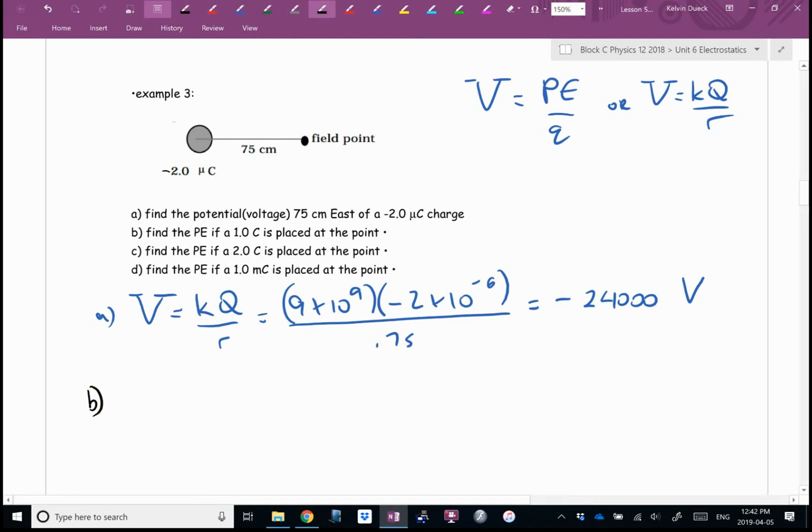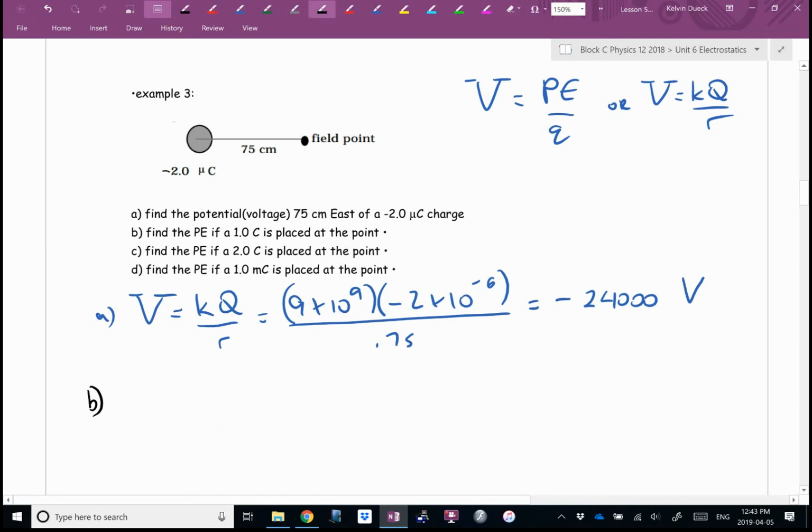Danielle, what does B want me to find? Not potential, but potential energy, not to be confused with voltage. Now, I could do this. It says we're putting a 1 coulomb charge right there. Don't write this down. I could go, oh, potential energy is K, Q1, Q2 over R, not R squared. But wait.